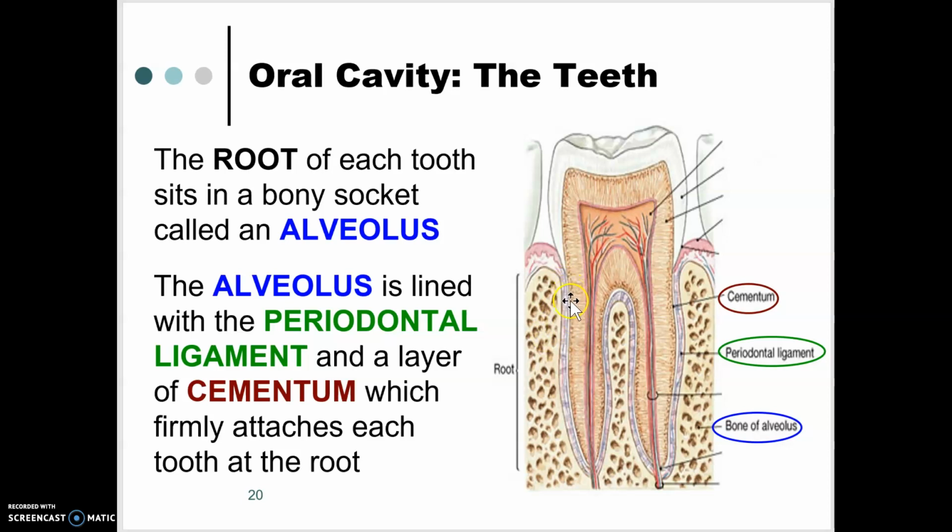Now the outside of the root of the tooth is not covered in enamel like we'd see on the crown, but it's covered in a compound called cementum. So there's a layer of ligaments called the periodontal ligament, and that goes between the cementum of the tooth and the alveolus, the bone, and that's what holds your tooth in place.